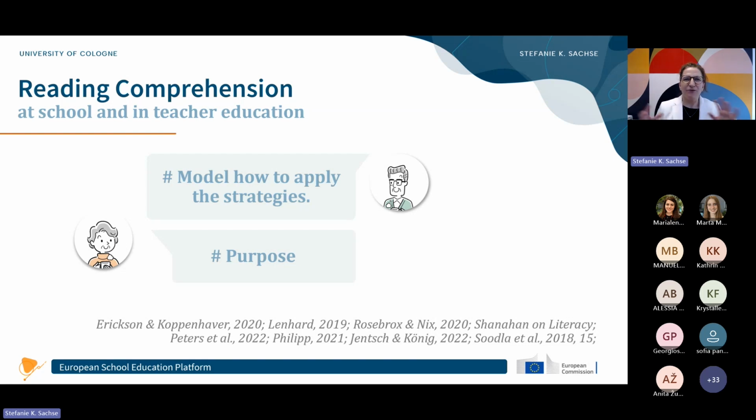And if all of this is rather new to you, a good starting point might be that word purpose. Read with a purpose. Talk about that, whether you work with students in the area of emergent literacy or conventional literacy, and then the instruction of reading comprehension.